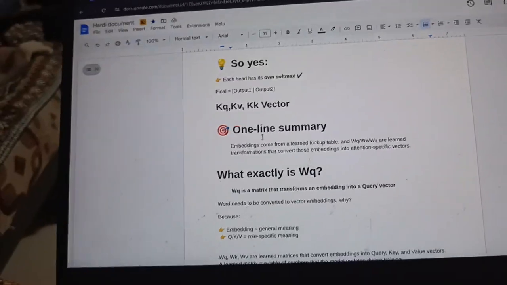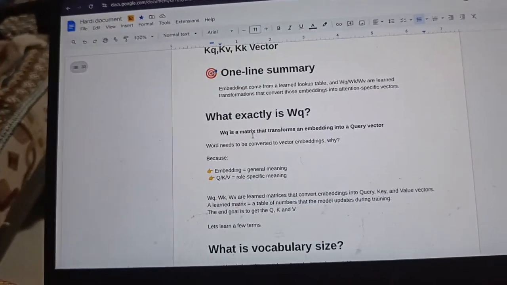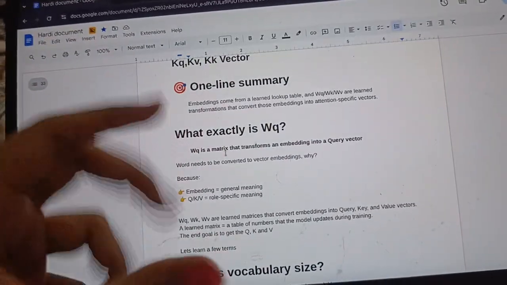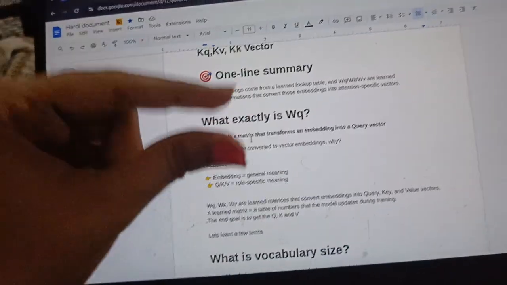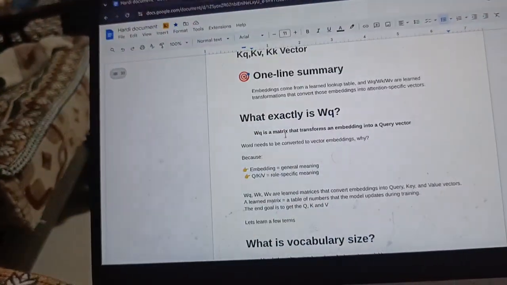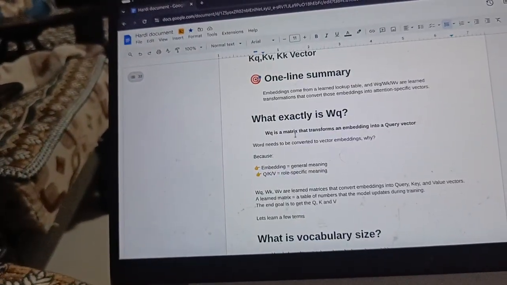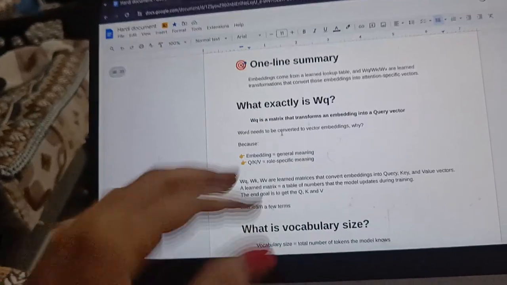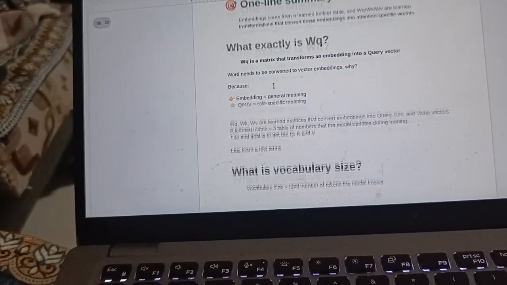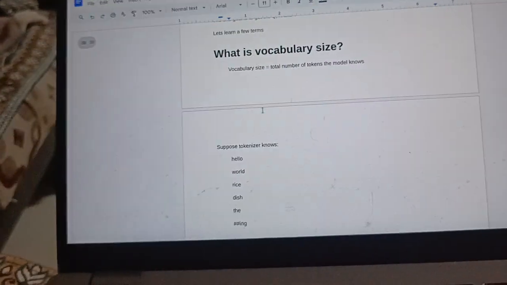Let me take up an example over here. This is a general definition. So WQ is a matrix that transforms an embedding into a query vector. We require a Q at the end, okay? And all we got is an embedding. This is how it actually works. But before that, there are some few terms which I want to cover.